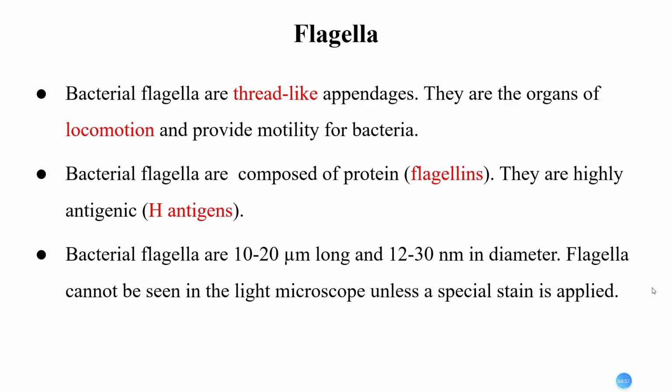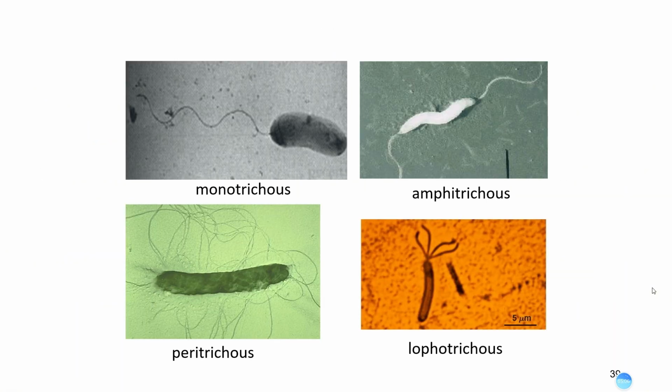But it's not very thick. The diameter is 12 to 30 nanometers. If the flagella stand properly, you can actually see the presence of flagella with a light microscope. But you have to use a special method to stain the flagella so that they look much thicker than they should be, so that you can observe them with a light microscope. Okay, so this is the electron microscope showing us the flagella.